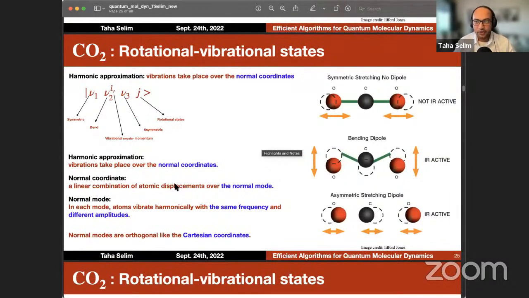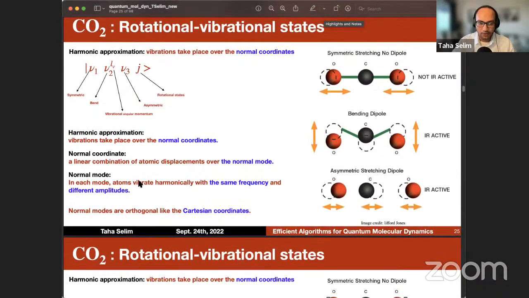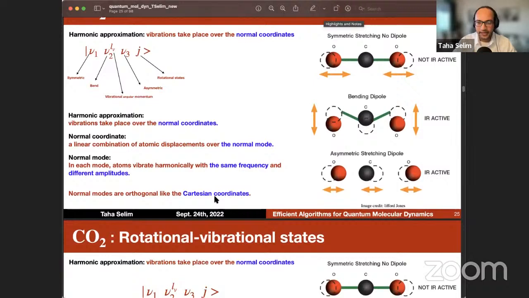A couple of terms we have to know about before we see the most beautiful coming stuff. The first thing is the harmonic approximation, which Raja was asking about, where we take vibrations over the normal coordinates. What are the normal coordinates? Every normal coordinate means that one type of motion is happening, so one type of vibration is happening over that normal mode. The normal mode is a linear combination of atomic displacements where atoms displace for one specific vibration. In each mode, atoms vibrate harmonically with the same frequency, but with different amplitudes. So some of them reach a bit higher amplitudes, the others do not. And of course, normal modes are orthogonal, like the Cartesian coordinates.